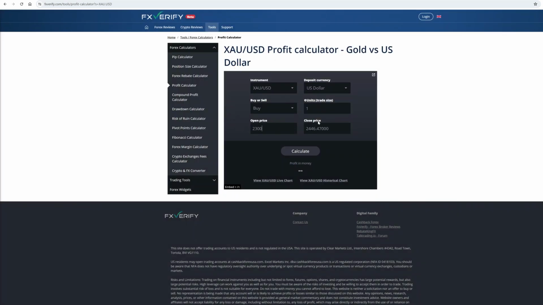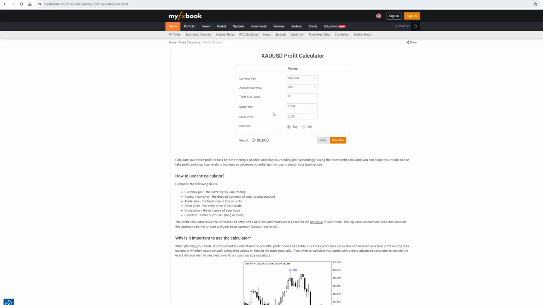Let's say I buy gold at 2,300. I have a stop loss at 2,280, $20. I'm risking $20 in this case, but this is not correct because of the trade size contract over here. So for gold, I do not recommend this website to calculate your positions. For gold, you can use this one over here, which is from my FX book.